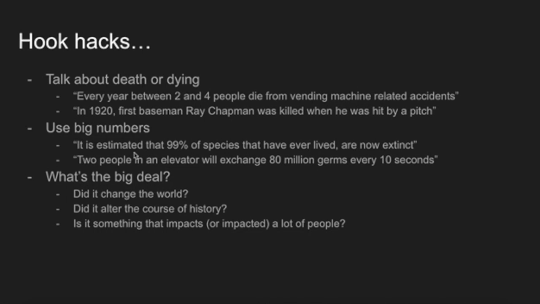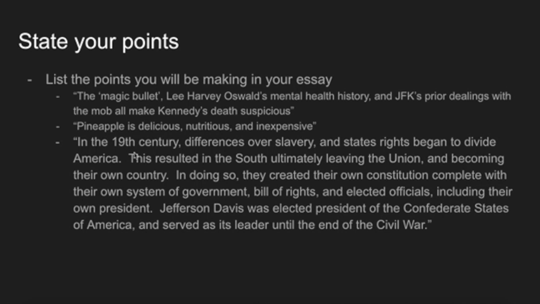Yeah, absolutely. America had slaves before the Civil War. We no longer have slaves. That's an insane change in history. Is it something that impacted a lot of people? Again, absolutely. Prior to the Civil War, millions of people were enslaved in America. After the Civil War, no one was. So whatever those things are, being able to touch on them is a great way to hook your reader.